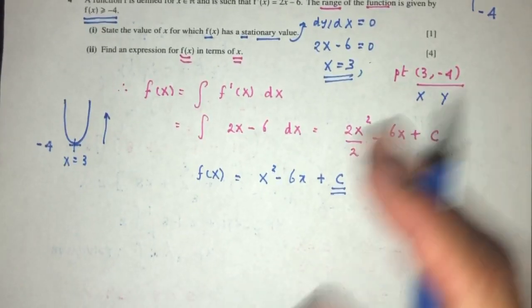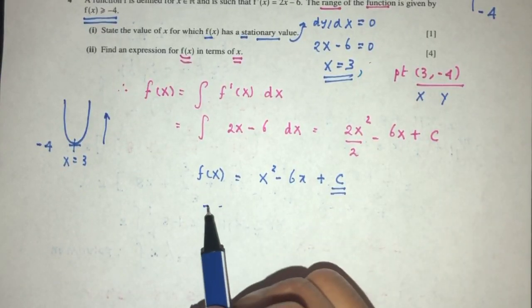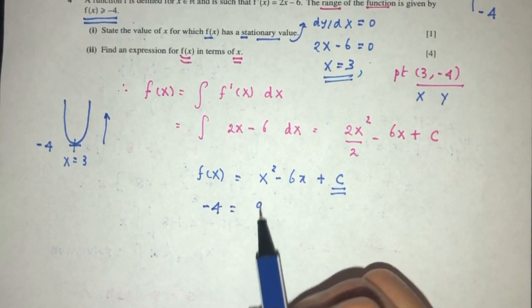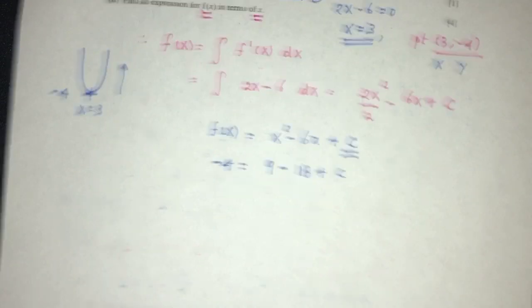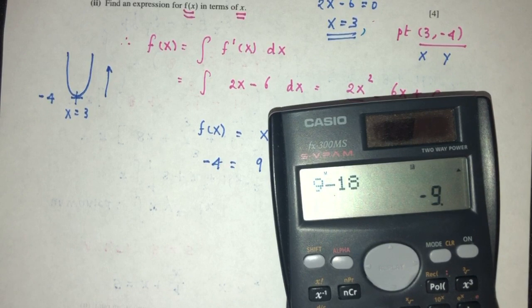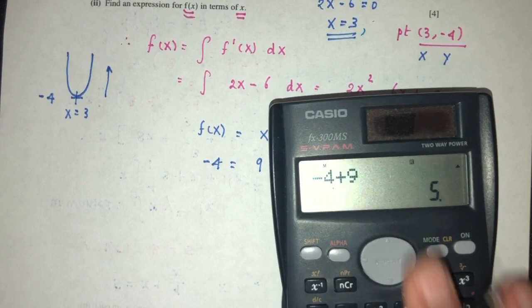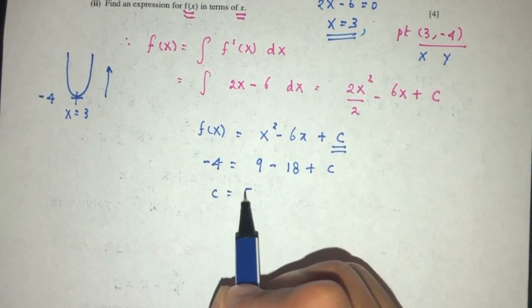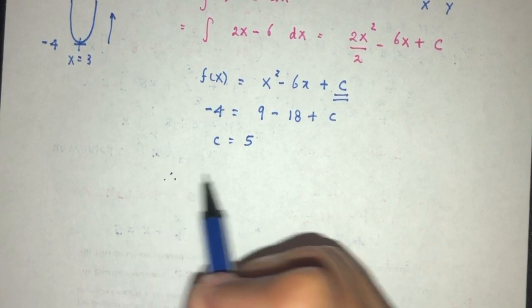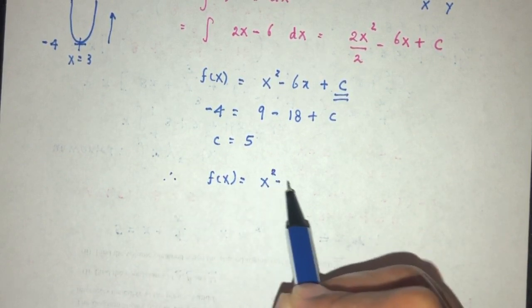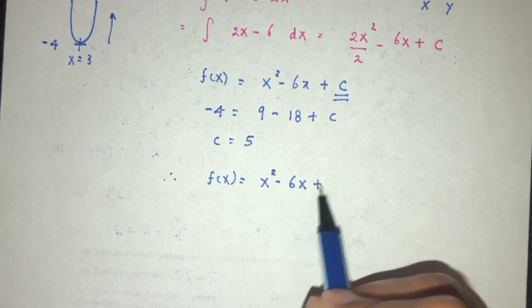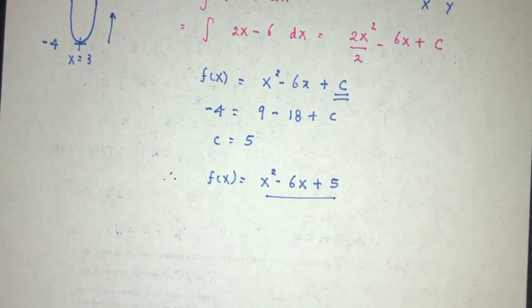Replace y with f of x, so that will be minus 4 is equal to 9 minus 18 plus c. So simplify. 9 minus 18 should be minus 9, and then minus 4 plus 9 should be 5. So c will be the value of 5. So finally, f of x is equal to x squared minus 6x plus 5. And that will be your equation of f of x in terms of x.